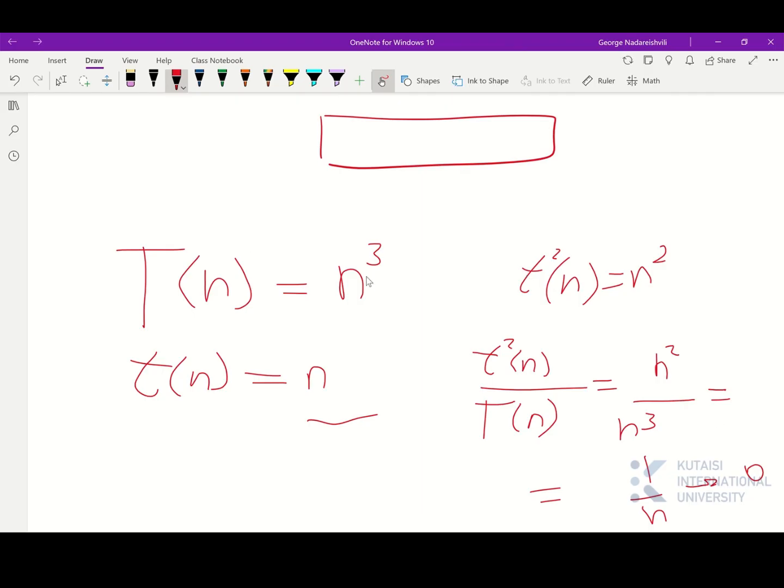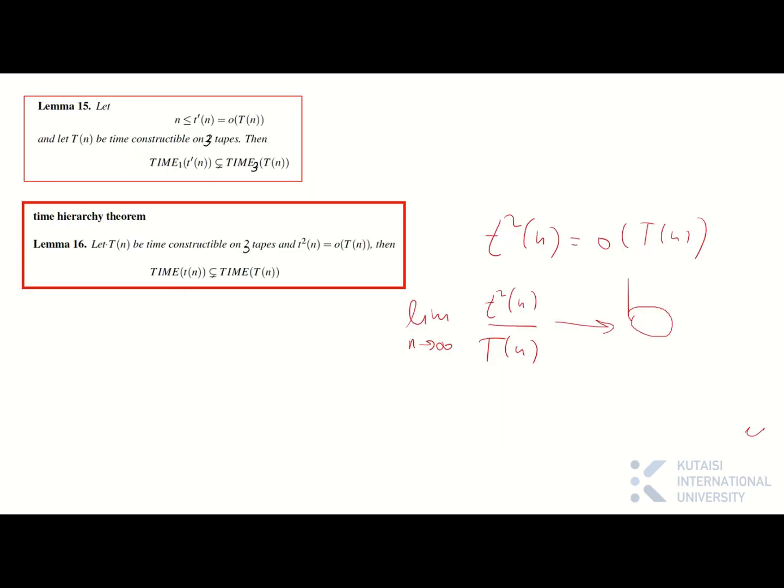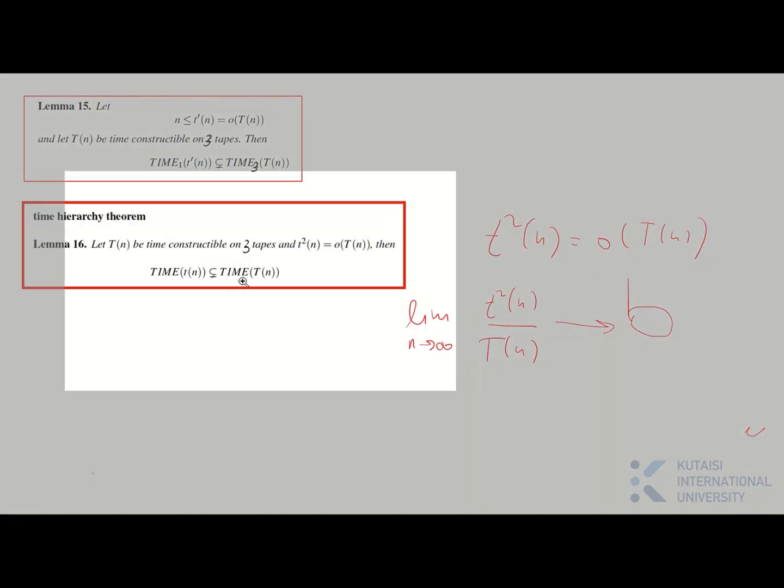So if I take n cubed and n, for example, asymptotically large time is larger than the square of the smaller time, so I have less time and more time. What time hierarchy is claiming is that whatever you can compute in t(n) time on any tape Turing machine is actually less than whatever you can compute in big T(n) time. What is the crucial point here? Let me show you the crucial point.